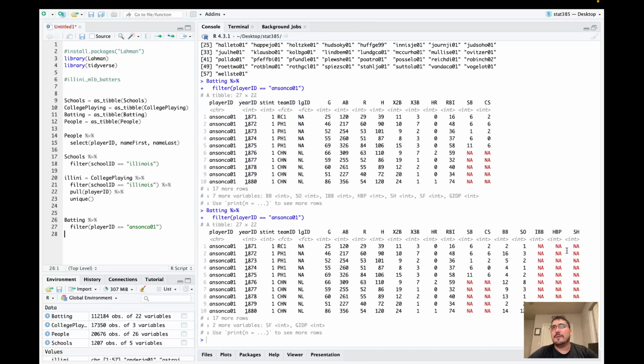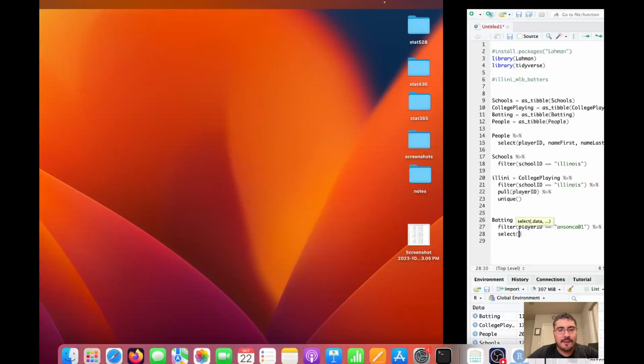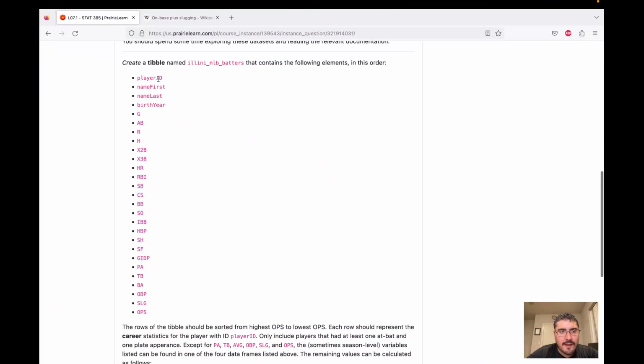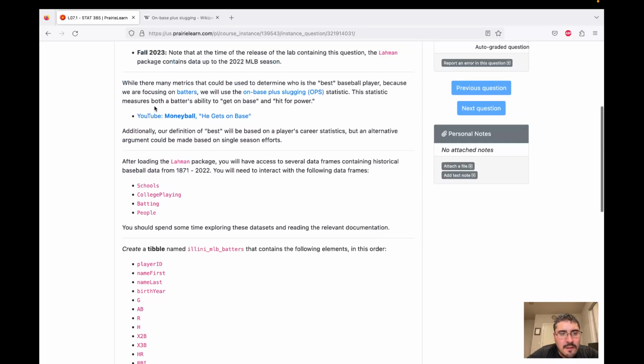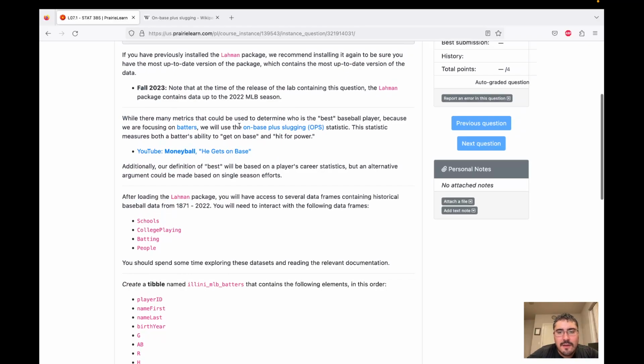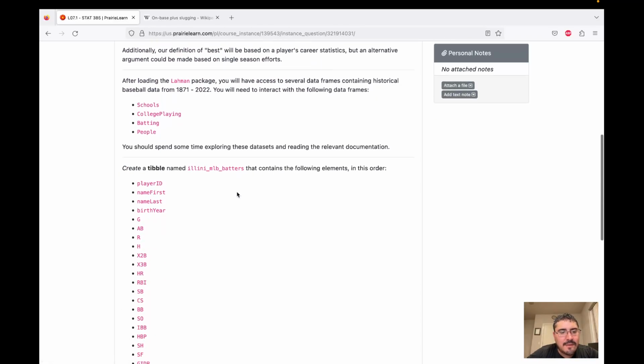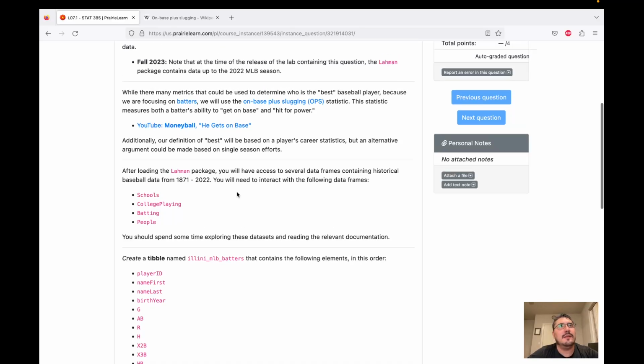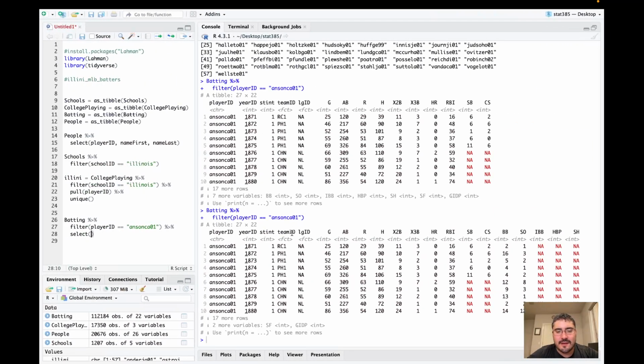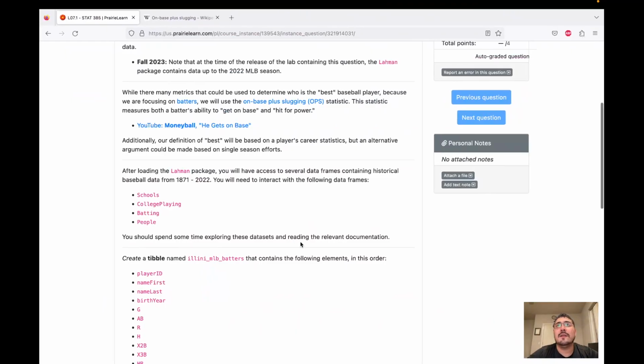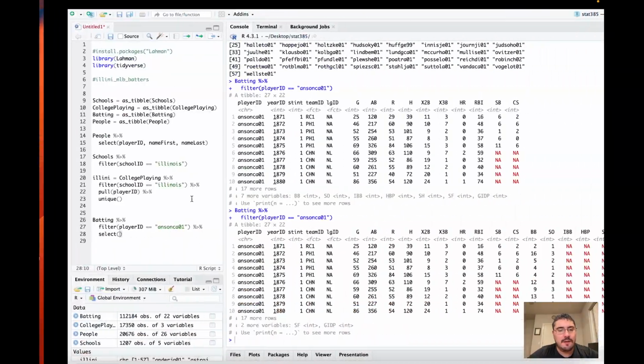Actually, let me go back to the prompt here. We need career values for these statistics, and it doesn't have year. So we're not going to need year, stint, or league ID. Let's get rid of some of those. And we don't need team information. Sorry, doing too much.